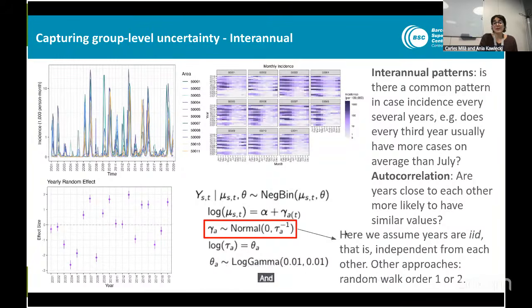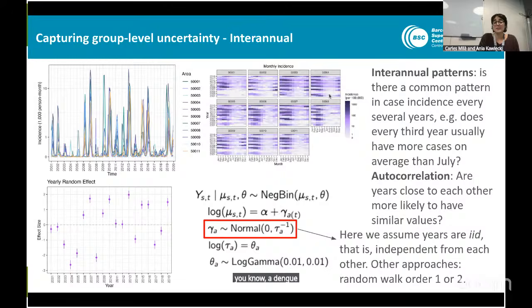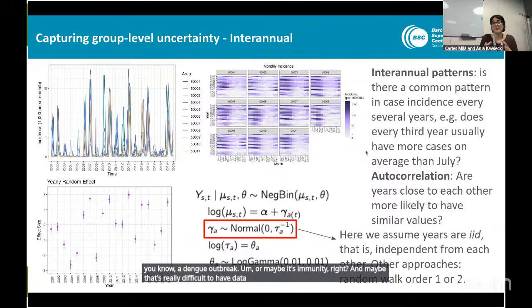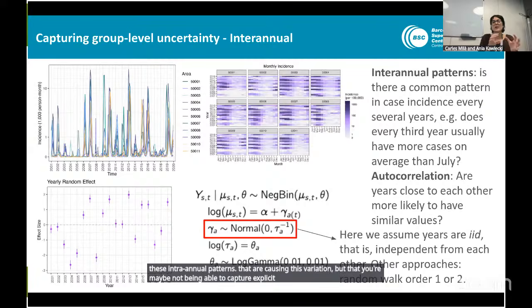And maybe there's some pattern, like El Niño, La Niña creating a multi-year pattern, where every 3 years you're seeing a dengue outbreak. Or maybe it's immunity, and that's really difficult to have data on and to include in your model. So there are all these things that could be driving these interannual patterns and causing this variation, but that you're maybe not able to capture explicitly in your model. And with these group level intercepts, you might be able to account for that uncertainty.